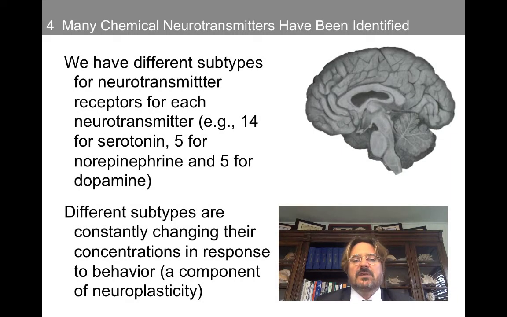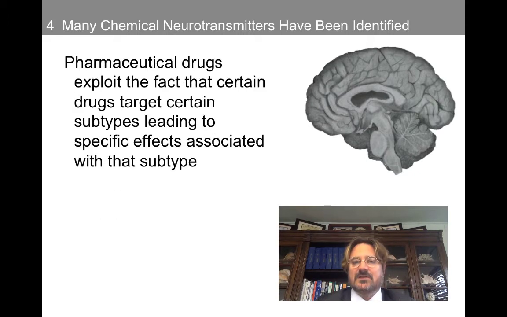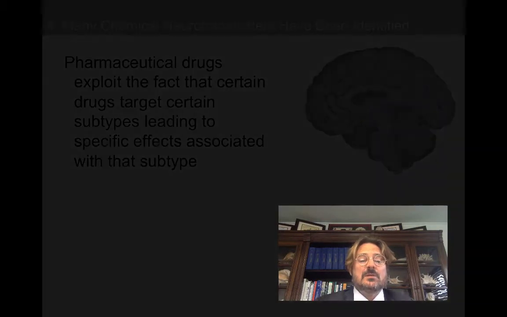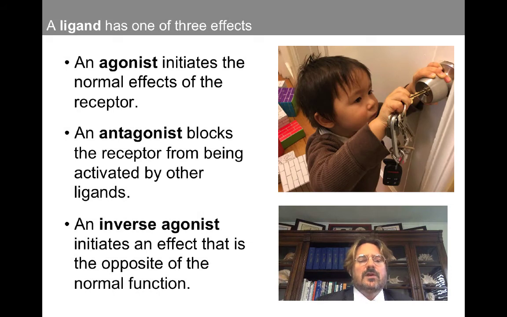So we have different subtypes for neurotransmitter receptors. For example, we have 14 different receptor subtypes for serotonin, 5 for norepinephrine, 5 for dopamine. But different subtypes are constantly changing their concentrations in response to all different behaviors. This is one of the things that allows for neuroplasticity. But pharmaceutical drugs exploit the fact that certain drugs target certain subtypes, leading to specific effects associated with that particular subtype. A little review here.